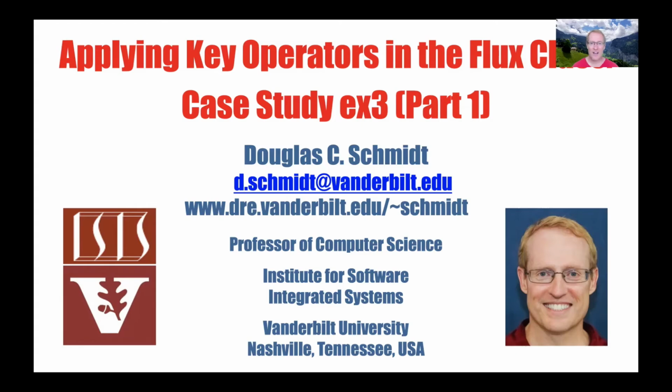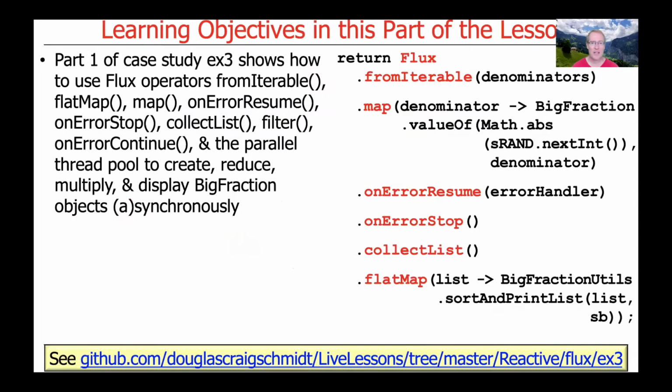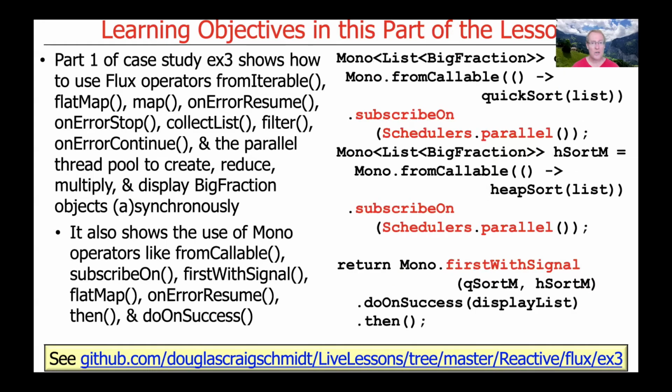Welcome to part one of case study ex3, where we'll show how to apply key operators from the Flux class in Project Reactor. These operators will be applied to create, reduce, multiply, and display big fraction objects asynchronously in a parallel thread pool. We'll also demonstrate some key Mono operators as well.